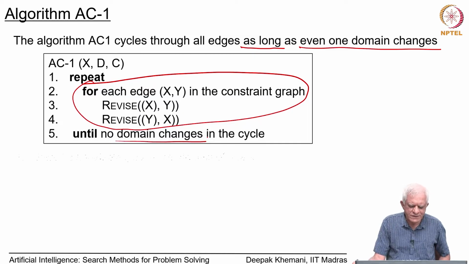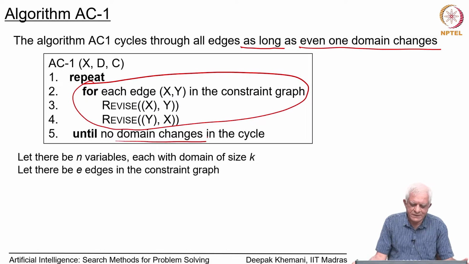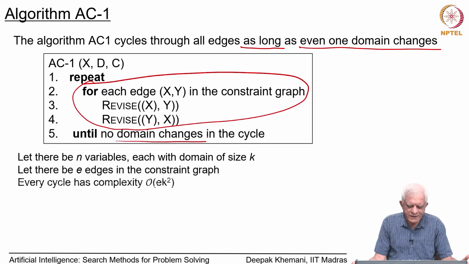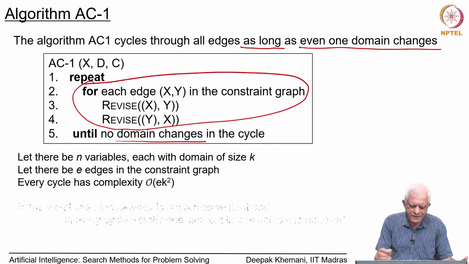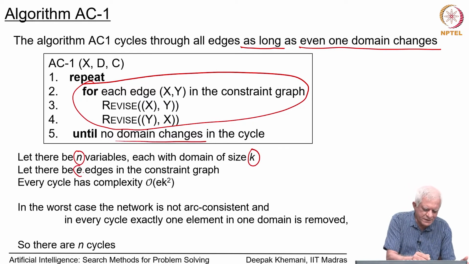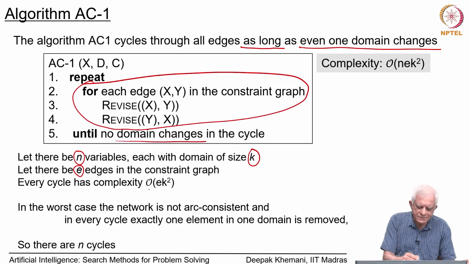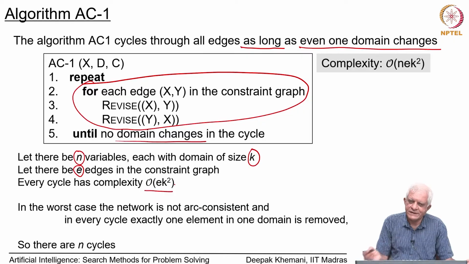So, what is the complexity of this? Very quickly, let there be n variables, each with a domain of size k. So, the variables are n, the sizes are k, and let there be e edges. In every cycle we will do order e k square, because we look at all the values of y. So, that is where the k square comes from essentially.